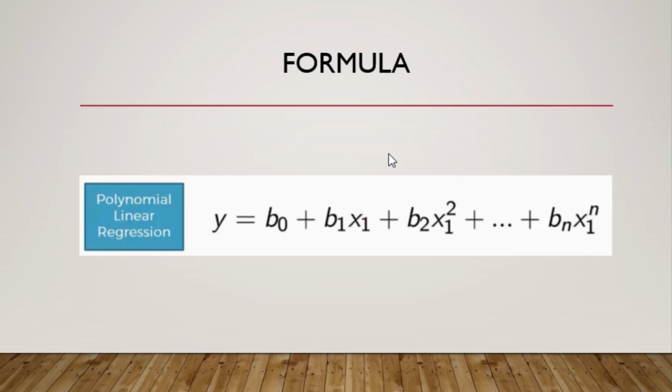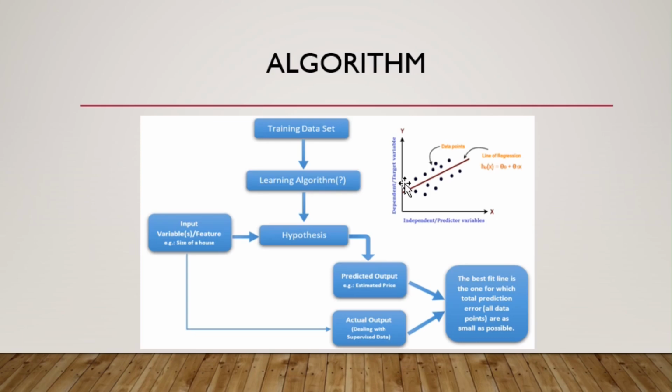The formula of polynomial linear regression is much similar to linear regression. The only difference is in linear regression we were stopping at b0 plus b1 x1, whereas in polynomial linear regression, we are extending our formula up to bn x1 power n. Let's look into its formula. Y is equal to b0 plus b1 x1 plus b2 x1 square plus b3 x1 cube up to bn x1 whole power n.